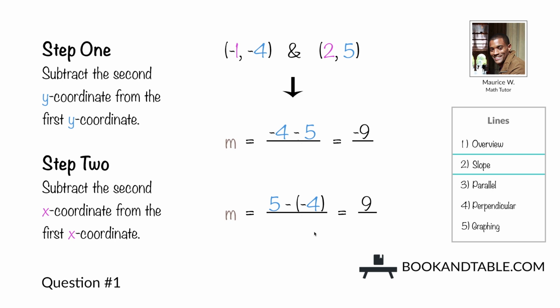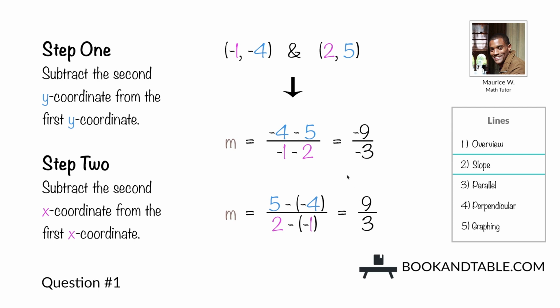Question number 1. We are given the points (-1, -4) and (2, 5). Step 1, subtract the second y coordinate from the first y coordinate. So if you subtract this point from this point, you'll get -4 minus 5, which is -9. If you subtract this one from this one, you'll get 5 minus negative 4, which gives you positive 9 in the numerator, which is our change in y.